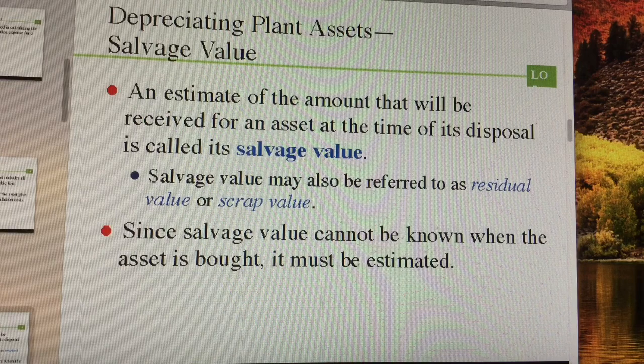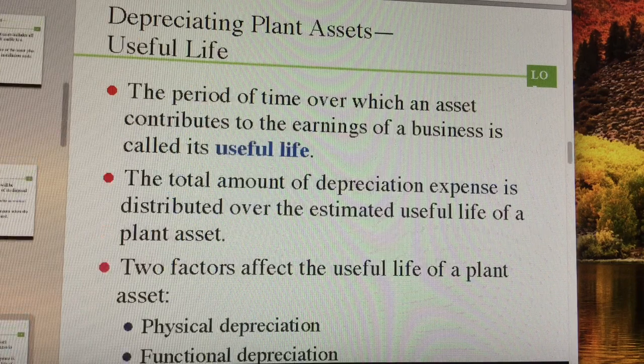An estimate of the amount that will be received for an asset at the time of its disposal, that's our salvage value. So basically, if we were to get rid of this, how much could I sell it for or scrap it for? So salvage value sometimes is used as a scrap value because you're just selling it to a scrap yard, or a residual value because you're passing on the item to someone else at a discounted price. Since salvage value cannot be known when the asset is bought, you basically have to estimate this value.